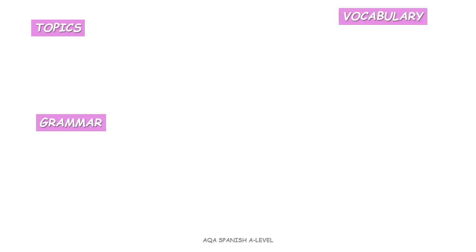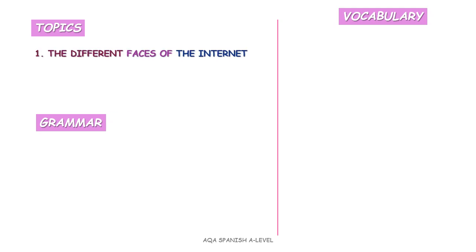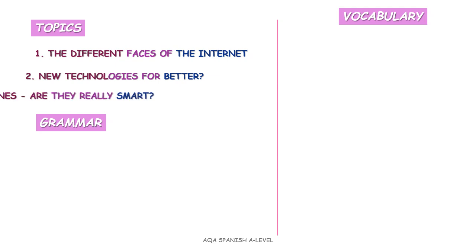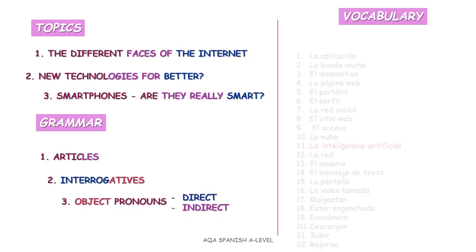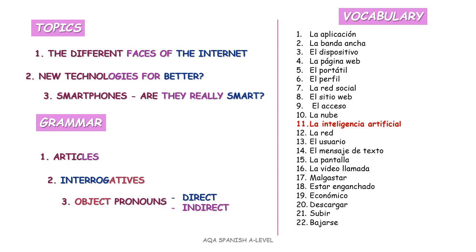As you already know, we'll revise not only the topic itself, but also the grammar and vocabulary that go with it. When it comes to the topic, we'll look at the different phases of the internet, whether technologies have changed things for better or worse, and smartphones, are they really smart? For grammar, we will brush up on the articles, interrogative sentences, and object pronouns, both direct and indirect. And finally, we will go over some useful vocabulary.